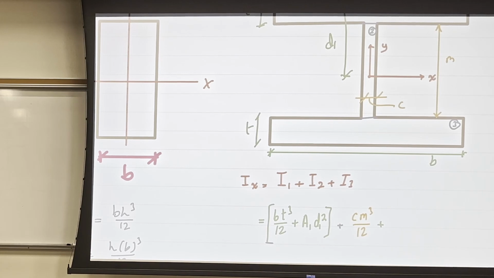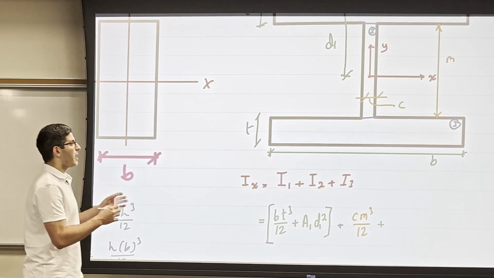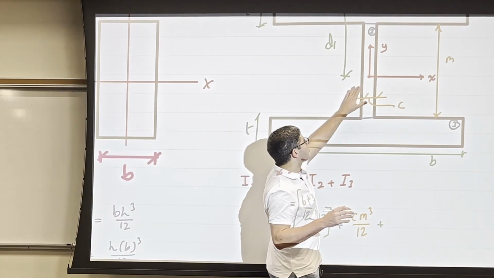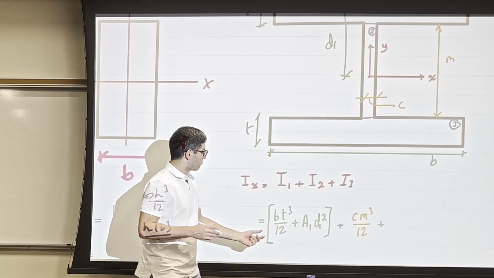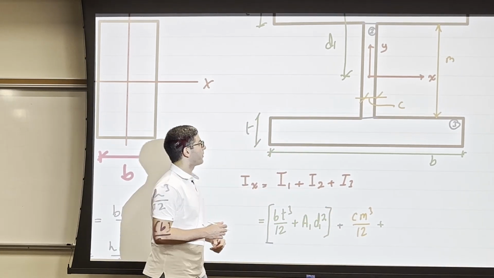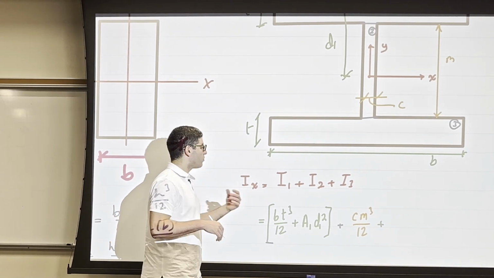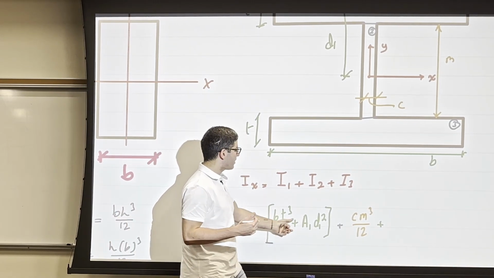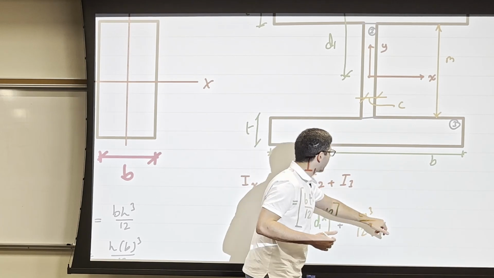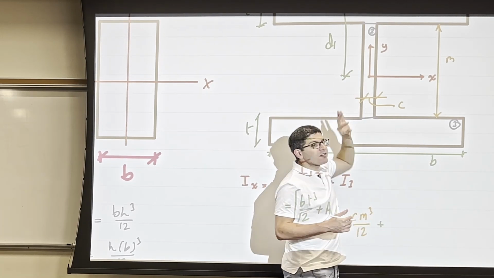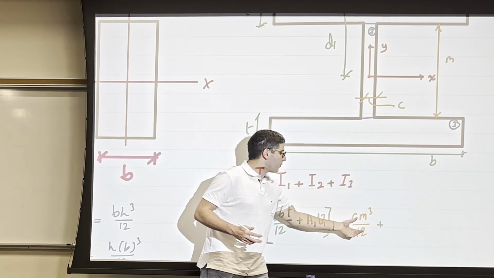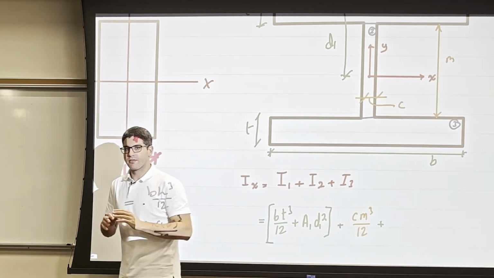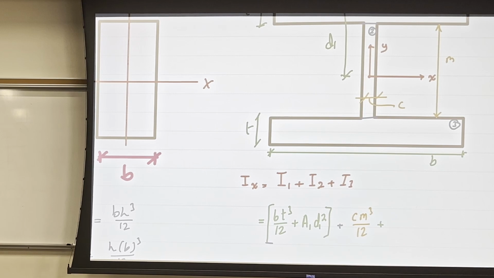Yeah, that's enough for area 2, because the center of area 2 coincides with the centroid of the whole shape. So there is no A d square. Because if you forgot and you added A d squared here to area 2, the d here is 0. That's why the second term is going to be 0. That's why C M cube over 12 is the moment of inertia for area 2.